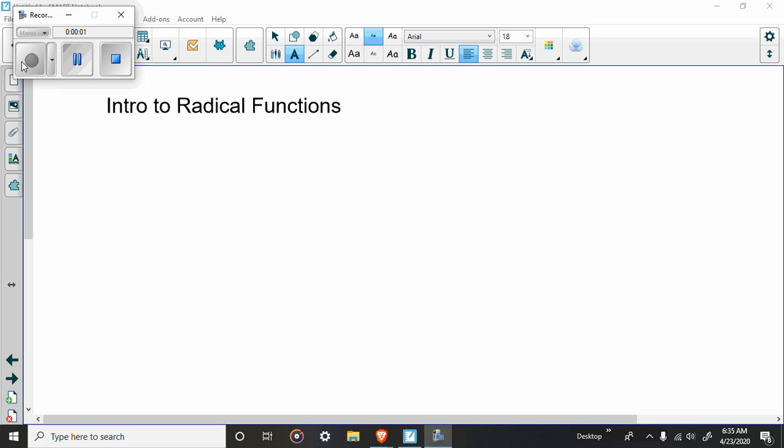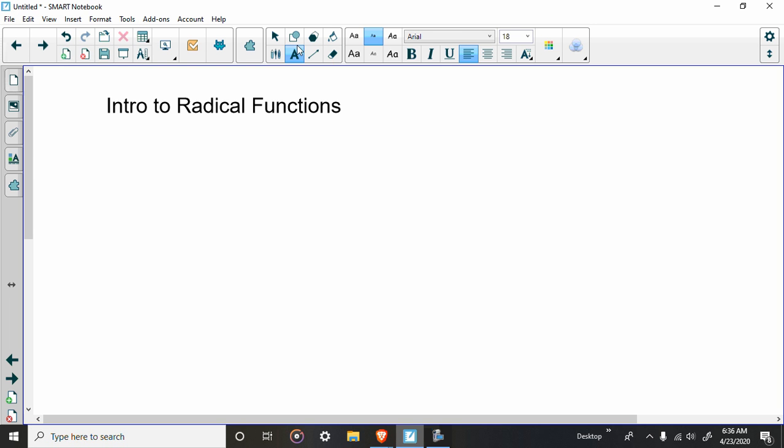Today we're going to be talking about radical functions. I believe it's the last family of functions we really have to talk about. I have to go back and look at my notes and see what we covered before we got kicked out of school. But I believe this is the last one we really have to cover, and it's a little bit different in the fact that you can't just put whatever number you want into it.